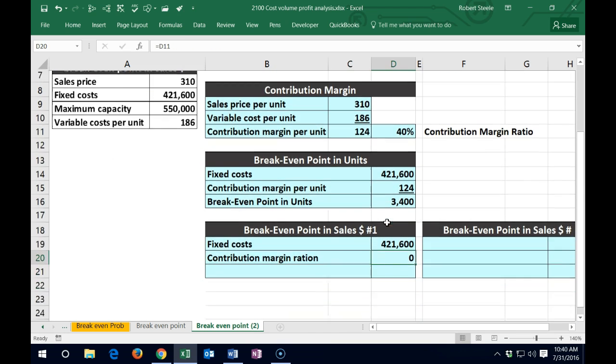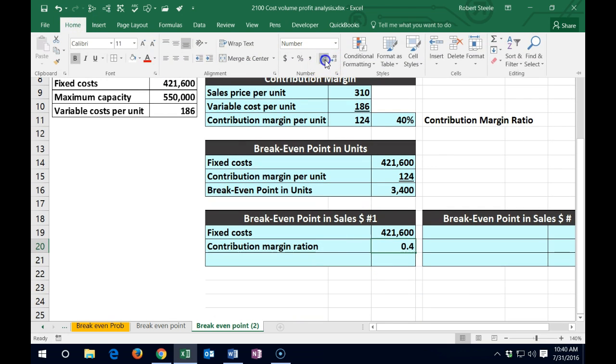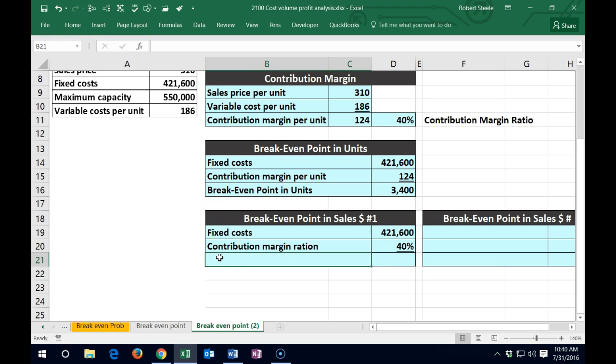And why is it 0? Because we need to make it a percent or add decimals. So if I went to the home tab and added decimals, it's 0.4. If we make it a percent, it's 40%. And then, while we're up here, we can underline that. And that will give us the break-even point in sales dollars. So we're going to take the 421,600 divided by the contribution margin ratio, 40%, giving us the 1,054,000.